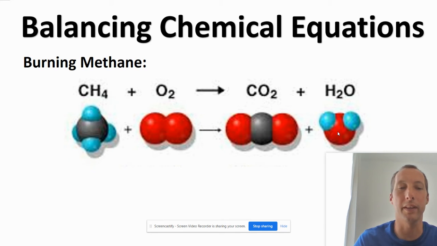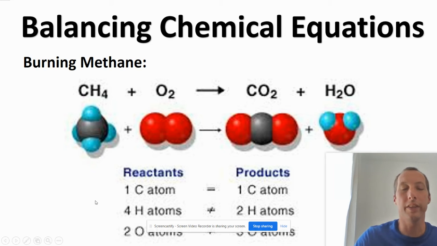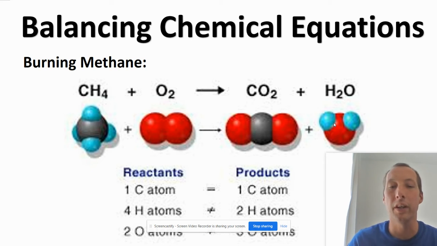But hopefully you've spotted that the big issue we've got here is that the reactants and the products don't add up. Because we started with 1 carbon atom and we've got 1 carbon atom at the end. That's fine, no problem. But we had 4 hydrogen atoms to begin with, and now we've only got 2. So it's like we've destroyed 2 hydrogen atoms. And in terms of oxygen, we started with 2, and now we've got 3. So it's like we've created an oxygen atom. So we've destroyed 2 hydrogen atoms and created an oxygen atom. Well, that's not allowed in chemistry.